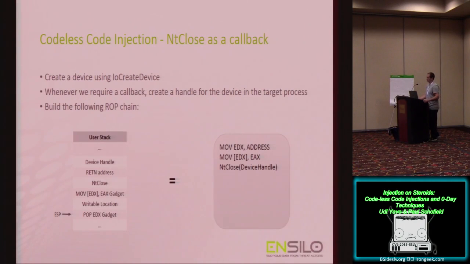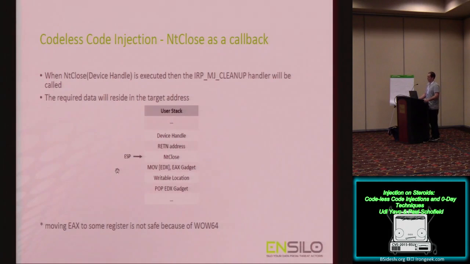Now let's move on to how to use the NtClose function to trigger callbacks back to our driver. What we're going to do is use a device object that we create with our create device for the driver. Whenever we require a callback, we'll create a new handle in the target process and build a ROP chain that will eventually close that handle. Once the handle is closed, an IRP will be generated and the cleanup handler of our driver will be called.